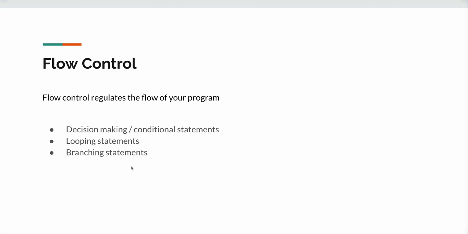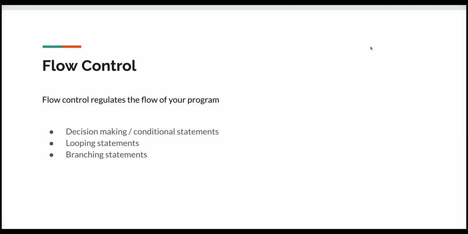Basically, you can break up your program by employing decision making, for example, the decision making or conditional statement. You can use looping statements and branching statements as well. This will enable your program to conditionally execute particular blocks of code. In this video, we will just focus on the decision making or conditional statement. So let's proceed with the conditional statement.